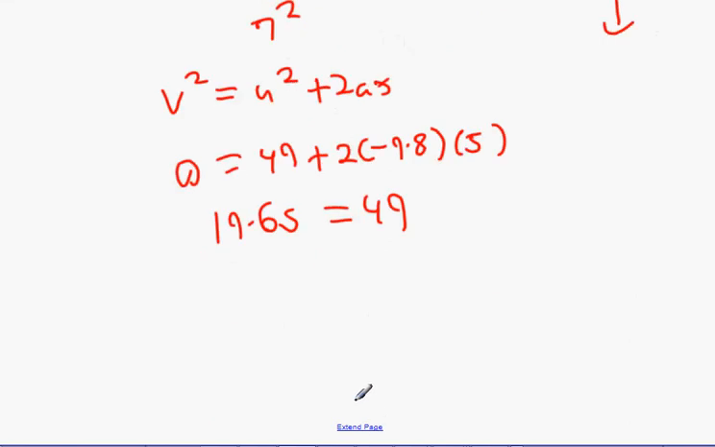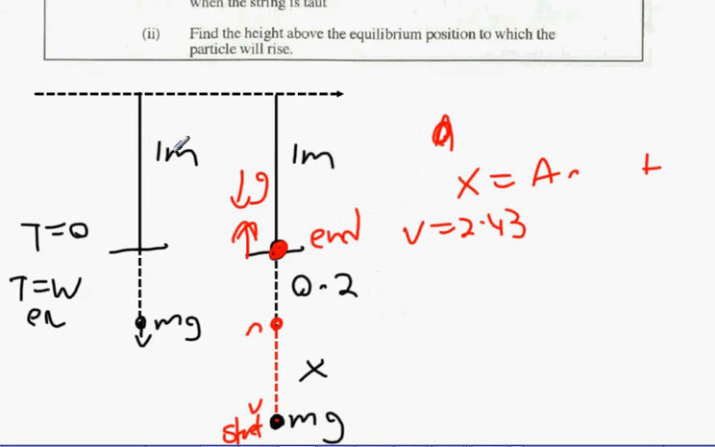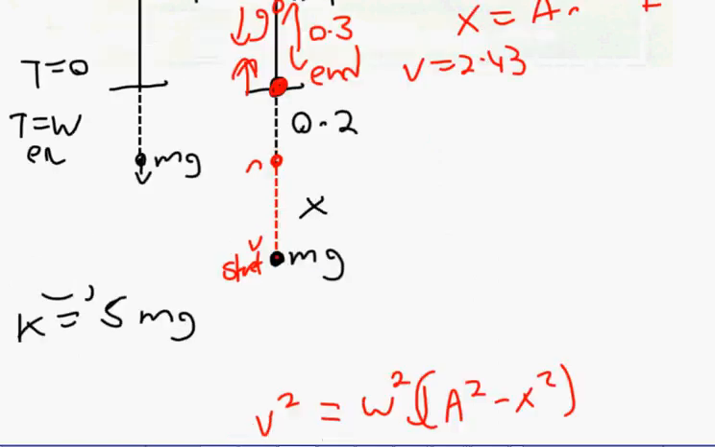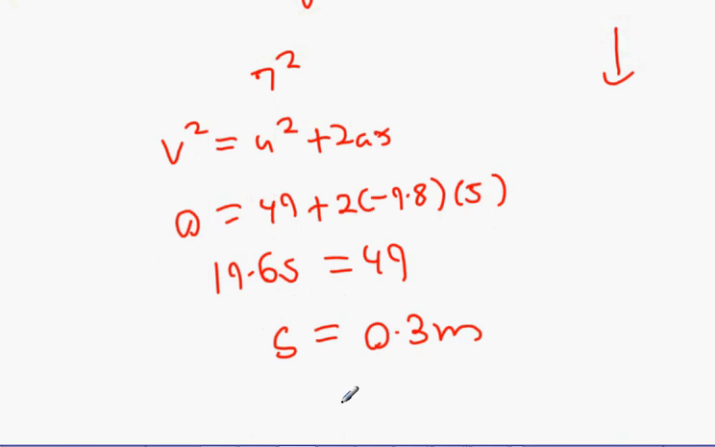S therefore is, what's s going to be? S is 0.3. Is that right? Now, s is 0.3 meters. That means that it rises 0.3 meters from here to here. It's above equilibrium, which is 0.3 plus 0.2, which is 0.5. So the answer there is going to be 0.5. Okay, guys.